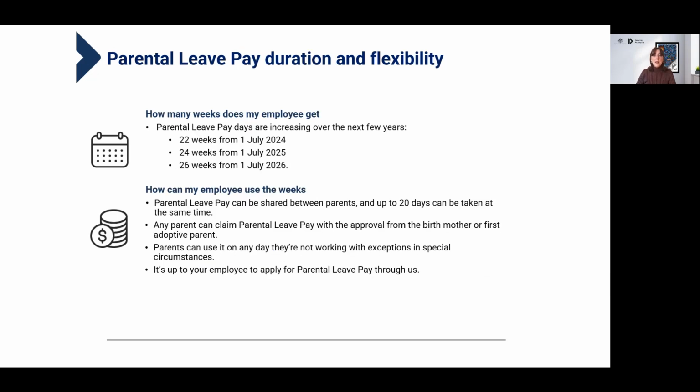So the length of time a family can receive parental leave pay depends on when their child came into their care. For a child born or adopted from the 1st of July 2025, parents can get up to 24 weeks of pay. From the 1st of July 2026 onwards, parents can claim up to 26 weeks. With the birth mother or adoptive parent's approval, any parent can claim parental leave pay. They can work before or after any periods of parental leave pay. They can use it on days they're not working, including weekdays, weekends, holidays, or any time that they're on leave from work.